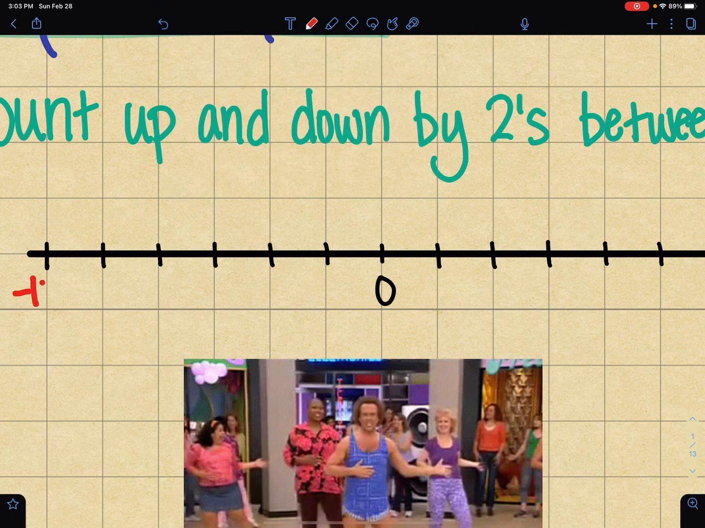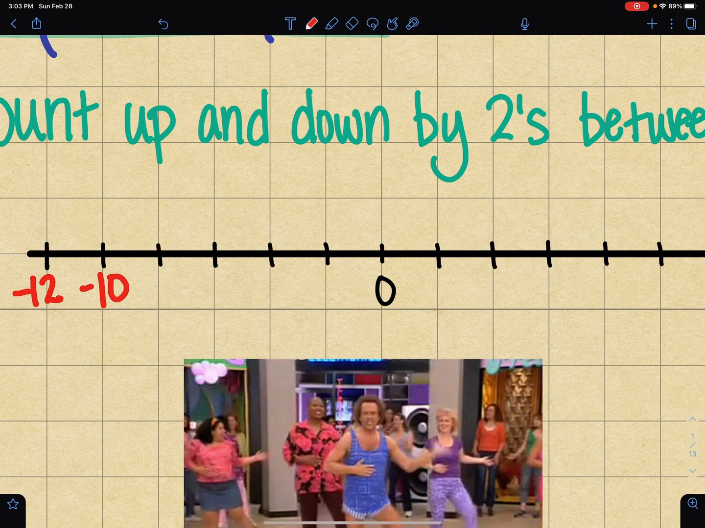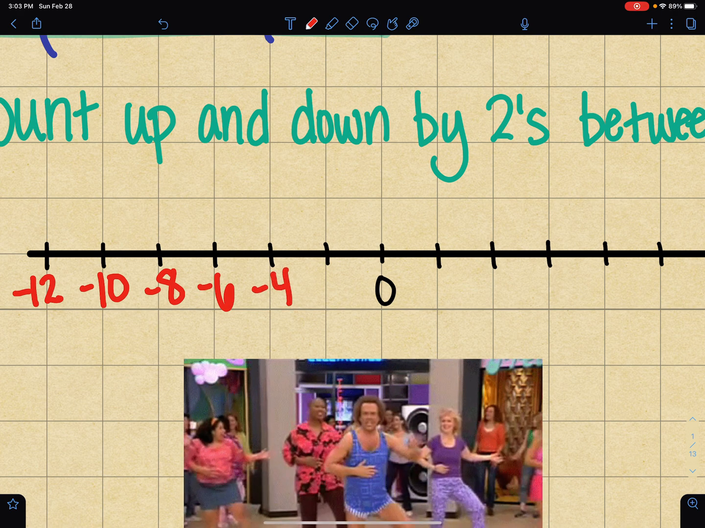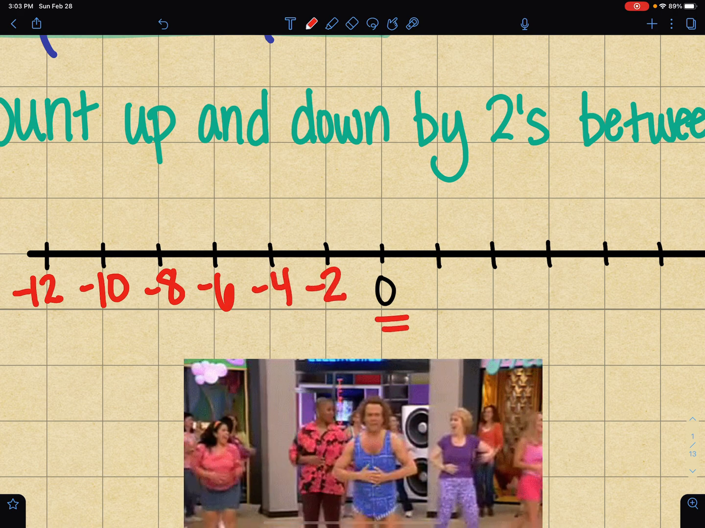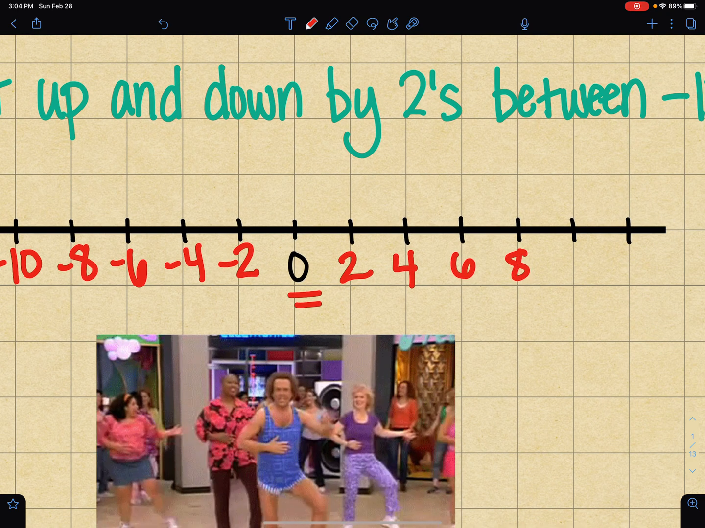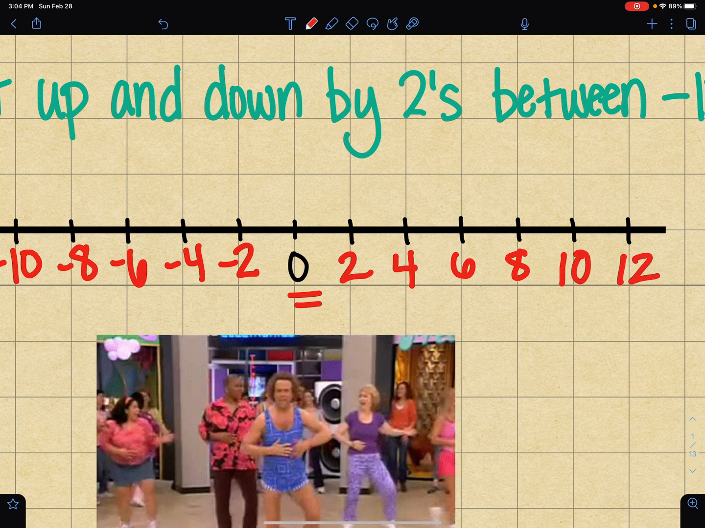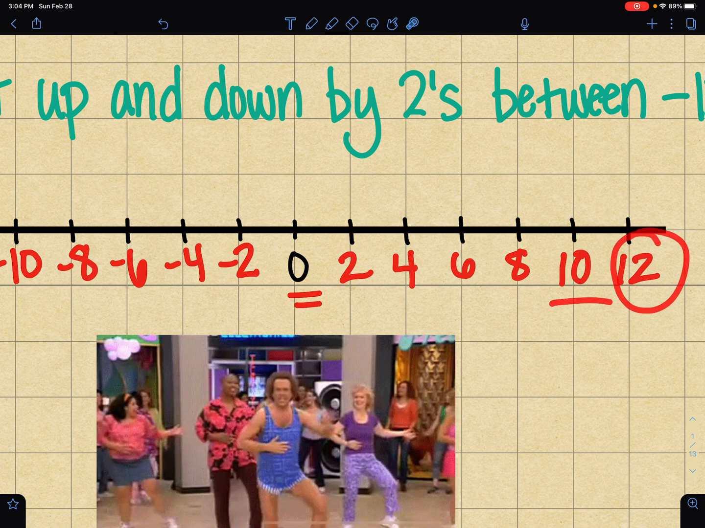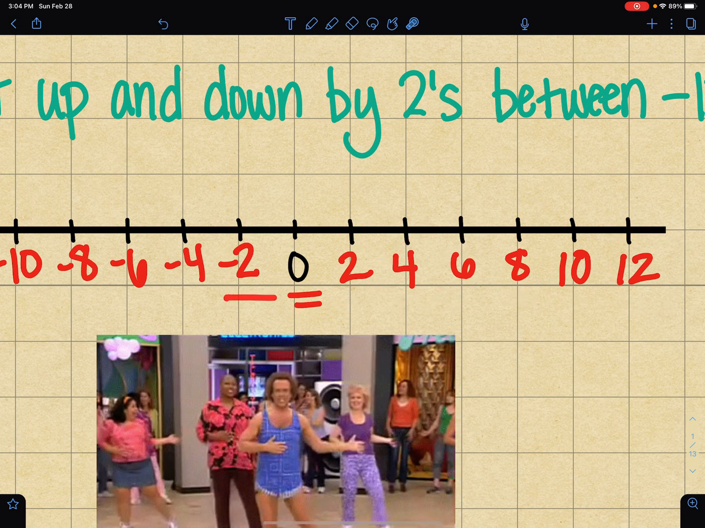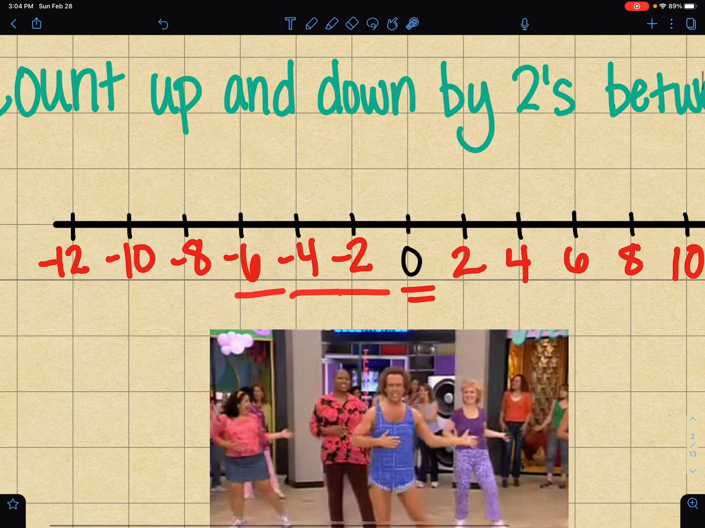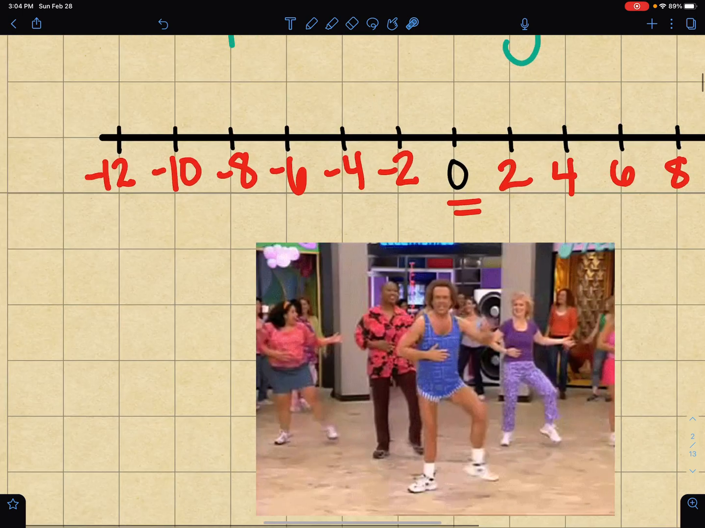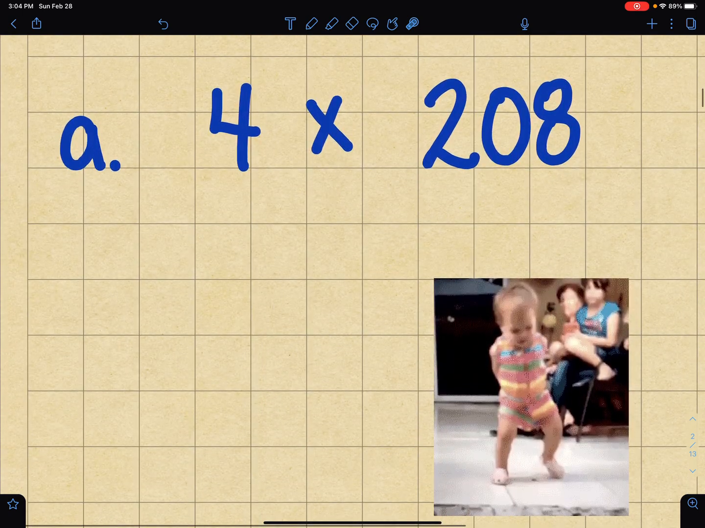-12, -10, -8, -6, -4, -2, 0, 2, 4, 6, 8, 10, 12. Now back down. 12, 10, 8, 6, 4, 2, 0, -2, -4, -6, -8, -10, -12. Were you able to do it? I bet you were.